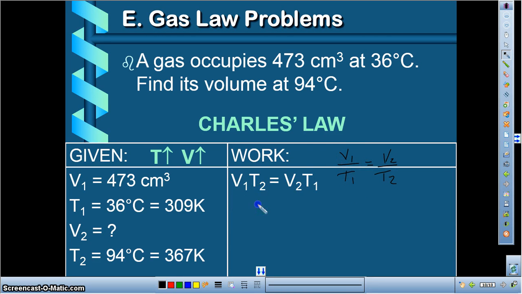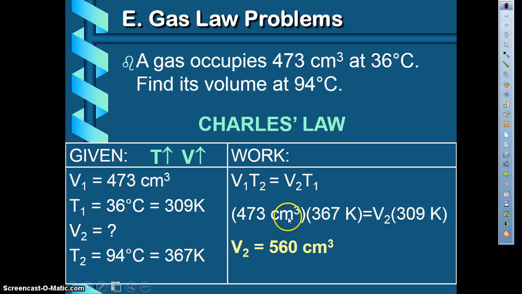So we just plug in what we have. So we have 473 cubic centimeters for volume 1. For temperature 1, we have 309 Kelvin. Volume 2 is the one we want to find, and for temperature 2, we have 367 Kelvin. So all you have to do then is to cross multiply and to solve for V2. Like I said, this is just simple algebra manipulation. Don't let it throw you for a loop. And I prefer this way as opposed to this, even though they're identical. This just helps us a little bit later on.